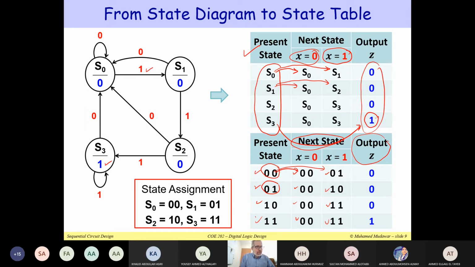The equation for the output is so simple because the output Z is equal to 1 only when the present state is 1, 1. So that actually is just an AND gate. Okay, so that will be very simple and very easy to implement. But in the case of the next state, we also need equations to produce the next state.